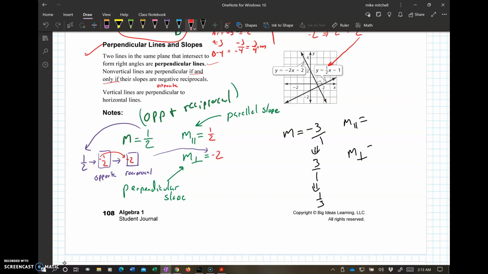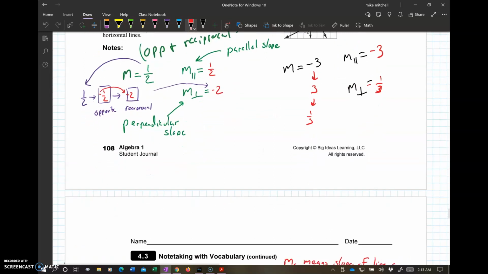Again, if the slope I have over here is -3, my parallel slope's always going to be the same. The opposite is 3. The reciprocal is 1/3. This would be equal to 1/3 for the perpendicular.